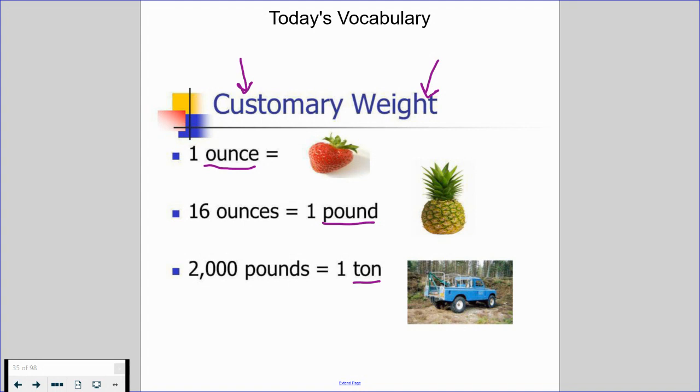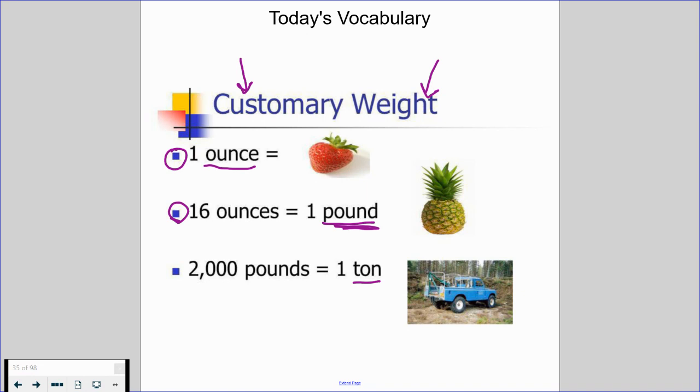The picture that you're seeing here is designed to help you get a better idea of just how much these would be. Obviously 1 ounce, the first one that you're seeing, is the smallest one. 1 ounce would be about the weight of a strawberry. So obviously not very heavy at all. 1 pound is the weight in the middle. A pound would maybe be the weight of a very small pineapple. I bet a lot of pineapples are actually a little bit more than a pound.